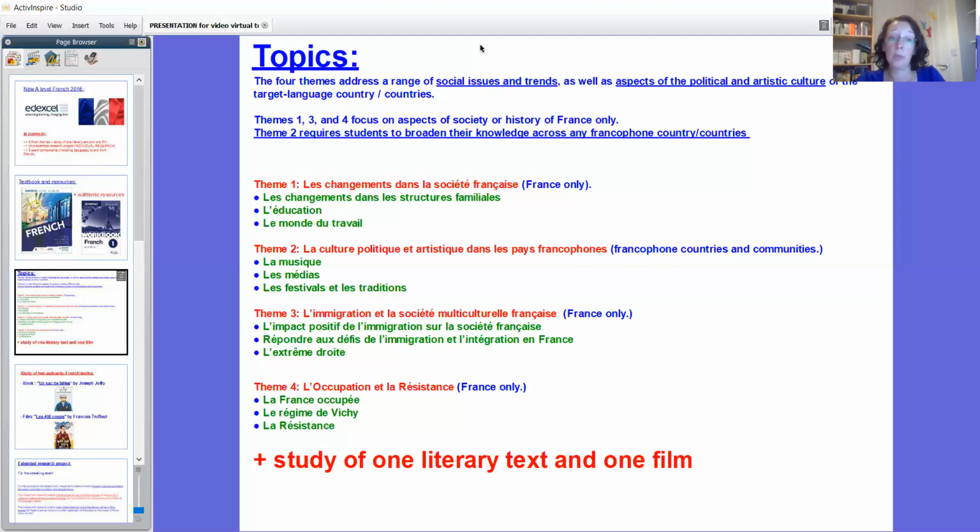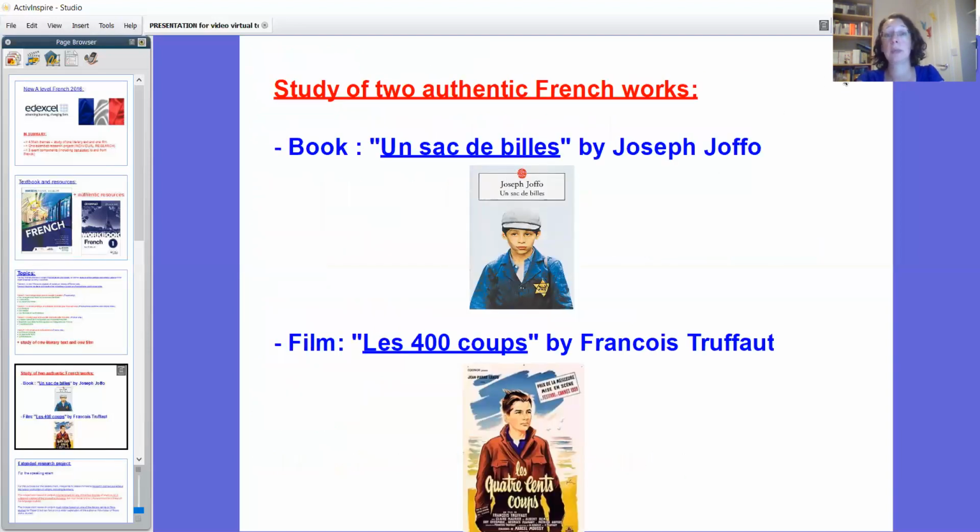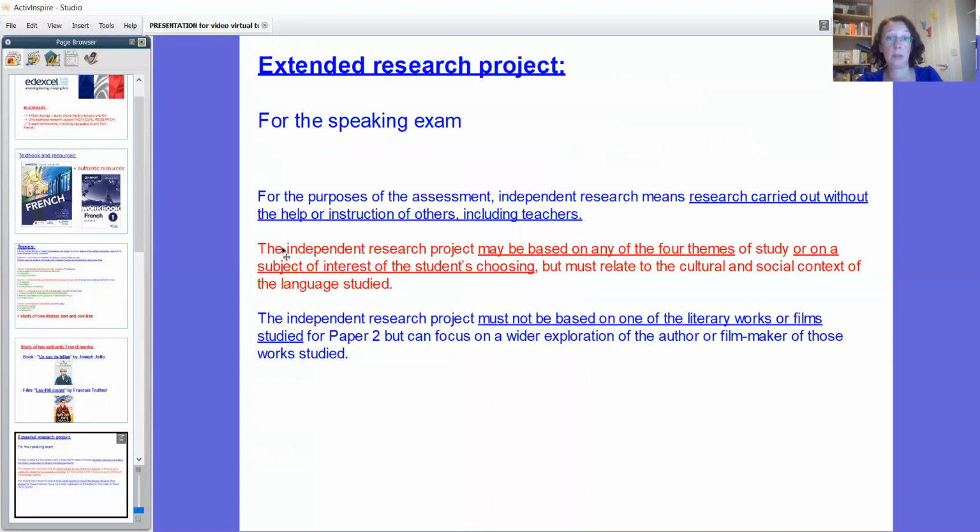In addition to that, you will also have to study 1 literary text and 1 film, which I'm going to give you a bit more detail about. So these are the works that we are studying at OLA. The book for French is Un sac de billes by Joseph Joffo, which is an autobiography, and it links really nicely with the 4th topic of the course, which is the topic on history. And the film that we study is called Les 400 coups by François Truffaut, and it's an absolute classic. And everybody knows about it in France, and it's really worth studying because there is a lot of interesting things to learn from it in terms of culture as well.